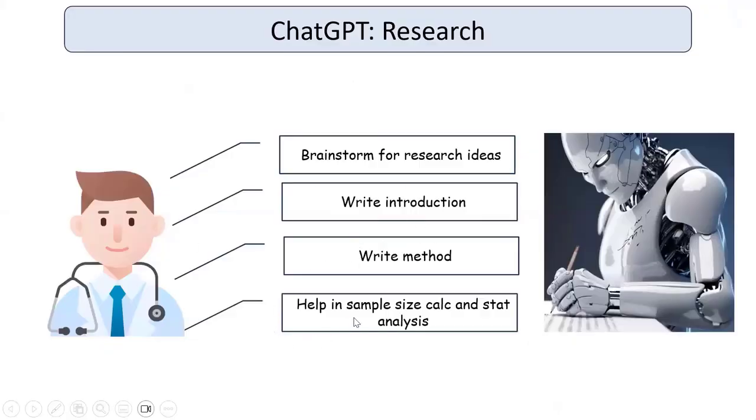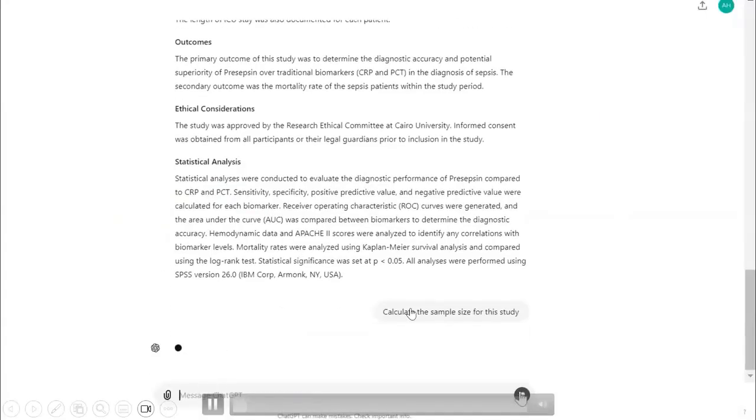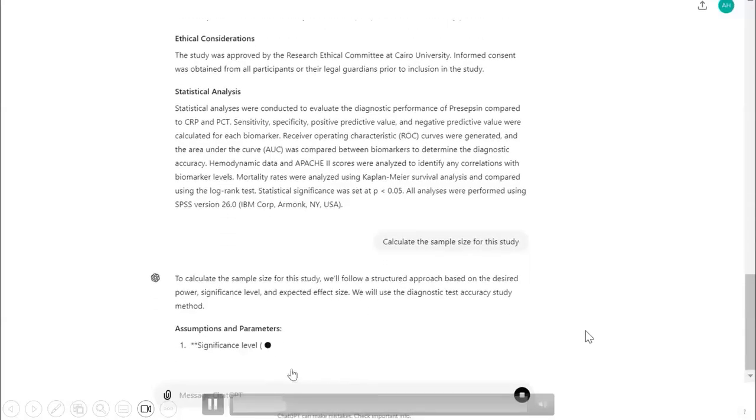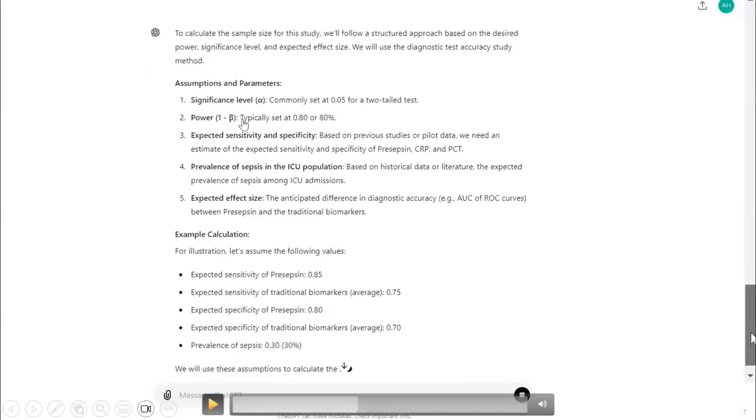Can ChatGPT help in sample size calculation and statistical analysis? Here, we ask ChatGPT to please calculate the sample size for this study. So it starts by analyzing the structure of the study and tells us the assumptions that are ideal for sample size calculation. First of all, we need to identify the alpha level, the power of the study, expected sensitivity and specificity, prevalence of sepsis, and expected effect size.